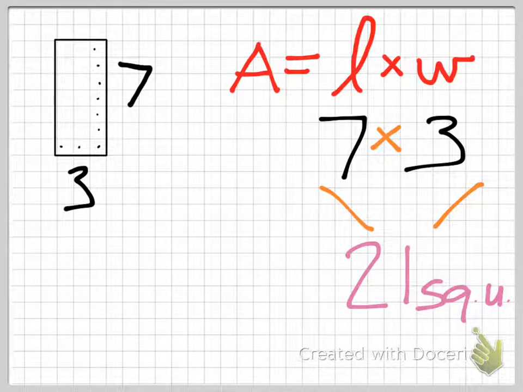I find that using the formula is easier if you know your multiplication facts, while counting the square units is easier if you do not know your multiplication facts. The only issue with this, though, is if you don't have the square units given, you cannot count the square units. So we'll look at a problem like that here in a second.